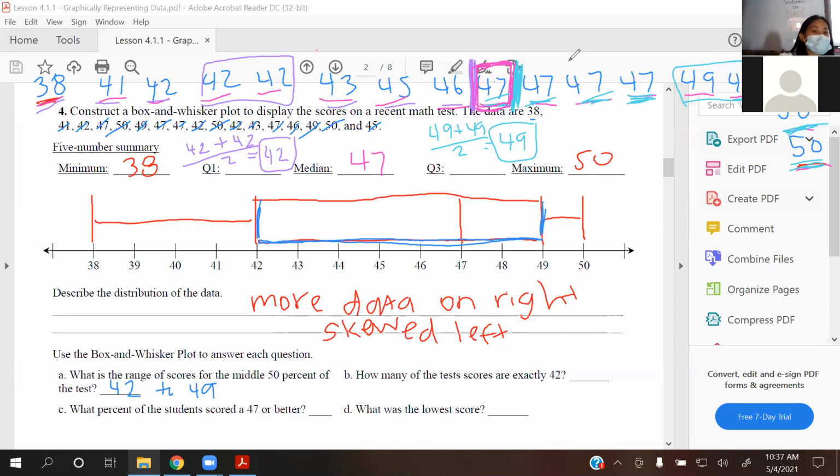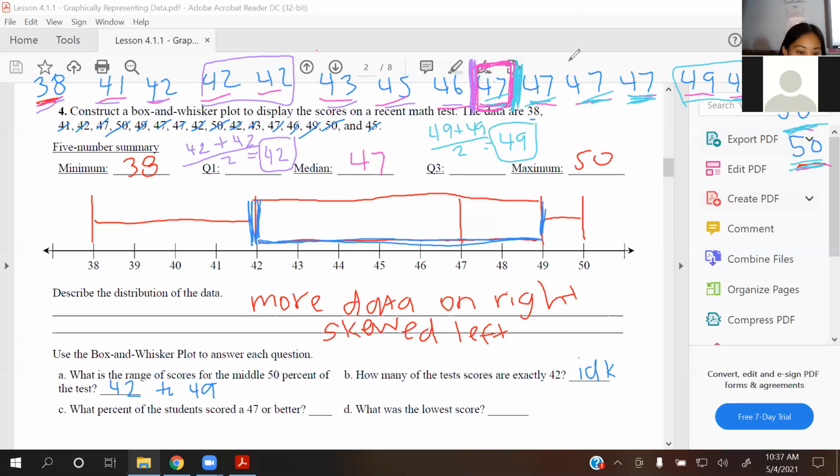Okay. Part B says, how many of the test scores are exactly 42? Can we tell exact stuff from this? Yes, no? No. So you can just write, I don't know. And you'd be right for saying I don't know, because you literally cannot tell. You cannot tell exact data points from a box and whisker plot. Just because there's a line here doesn't mean that you know there's exactly one number there. Could it be one number? It could be two numbers. It could be three numbers. It could be zero numbers. You just don't know, all right? So IDK is the correct answer for that.